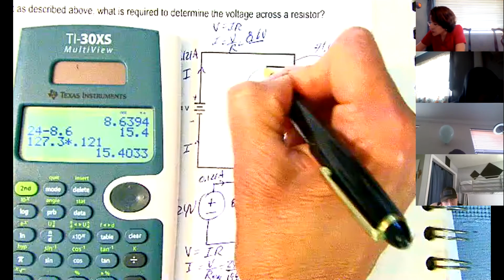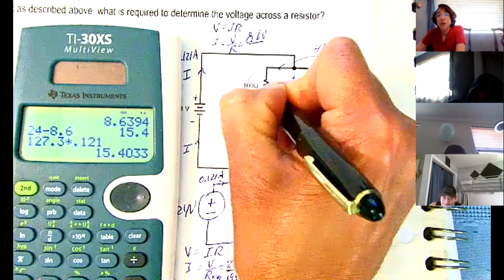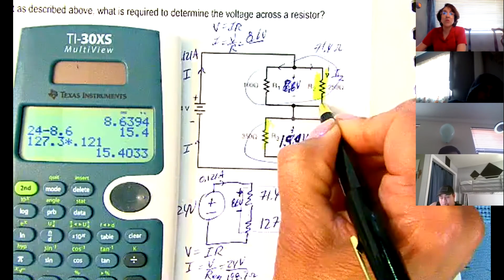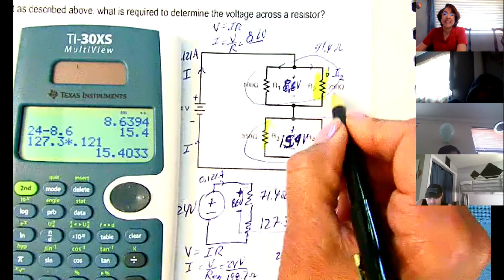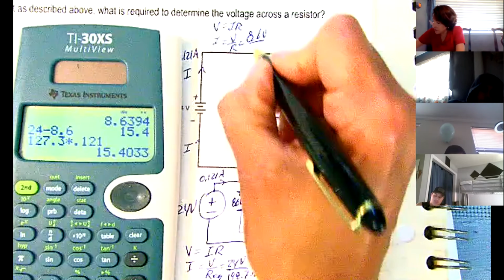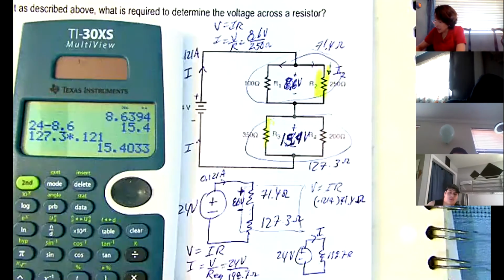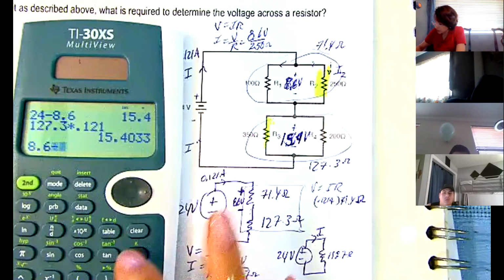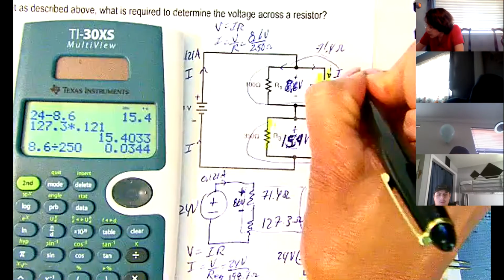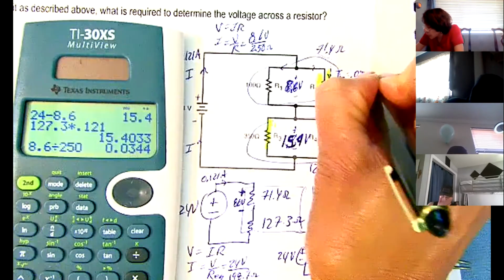See, some of this 0.121 went here, some went that way, down this way, and some goes this way. But we're only interested now in this current, which is 250 ohms. That would be 250. Good. All right, so let's figure out what that is. 8.6 divided by 250, 0.034. So through here, I got 0.034 amps.